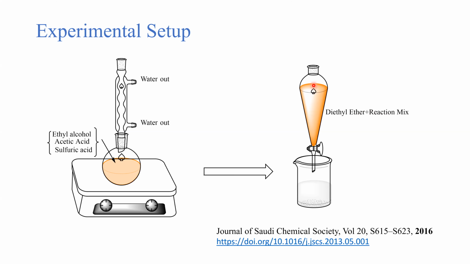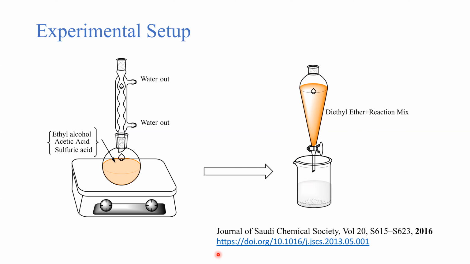So now we will separate it out. The diethyl ether layer will be at the upper layer, and at the bottom there will be the aqueous medium, because diethyl ether has a lower density as compared to water. So we can just separate both layers, aqueous and diethyl ether. In diethyl ether we have our ester, so after evaporating the diethyl ether, we will get our ester.